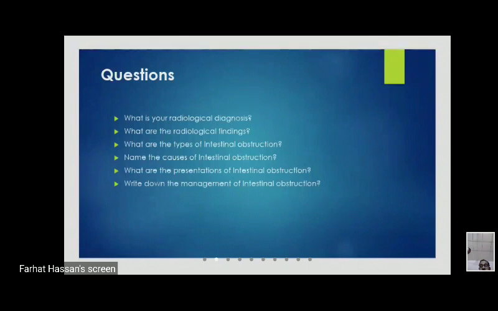So if you suspect there is strangulation, no need for conservative management. Go straight for surgery if you suspect strangulation. Am I clear?